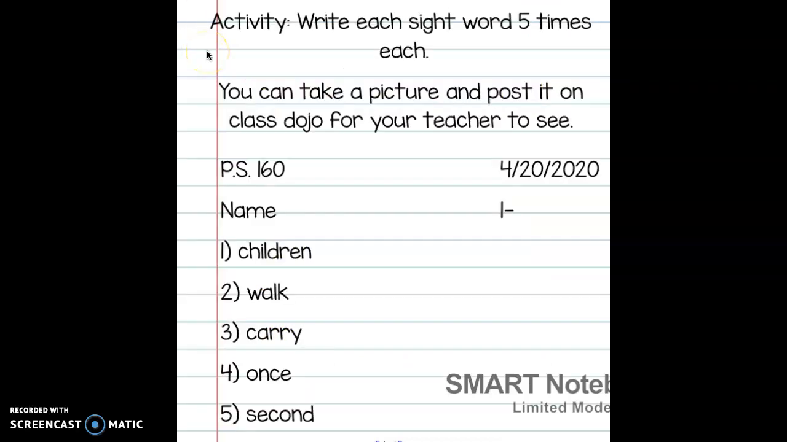All right, now for your activity, you're going to write these words 5 times each, and then you're going to take a picture and post it on Class Dojo for your teacher to see. Okay, go ahead.